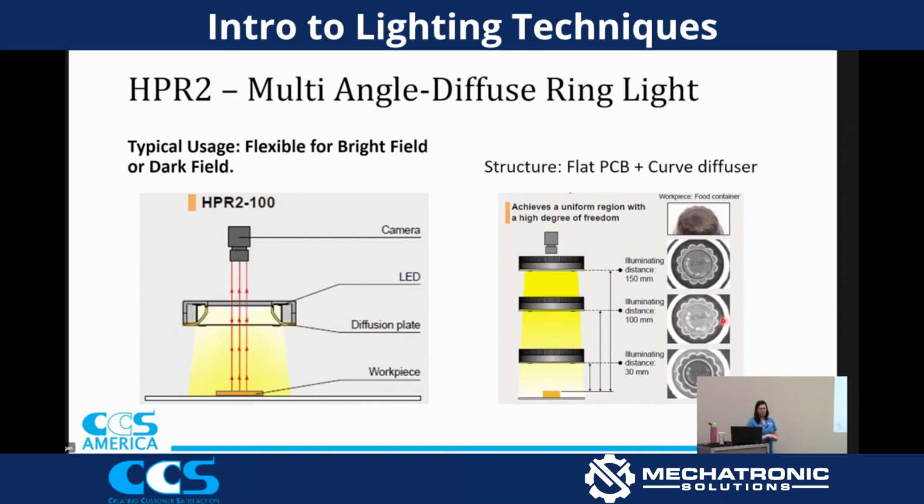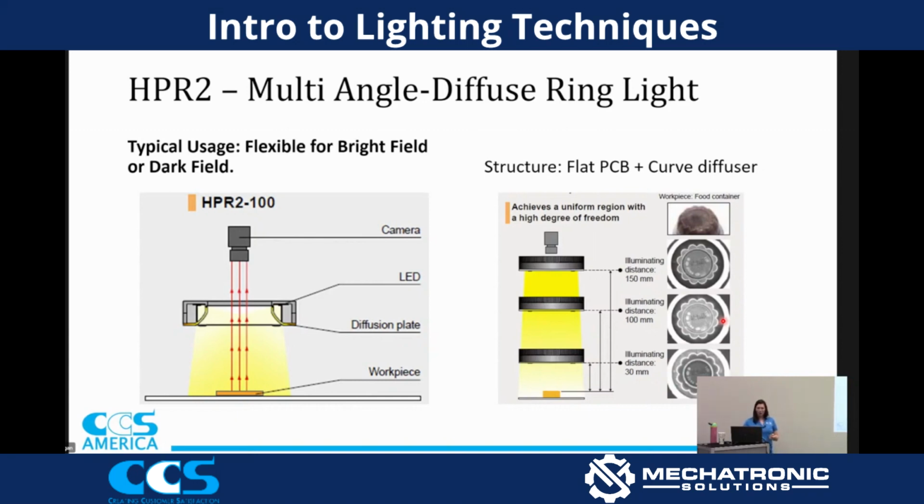The HPR2 is our multi-angle diffuse ring light. This is probably the bread and butter of a machine vision light, I would almost say. This light's great because it has a lot of flexibility, being multi-angle. It's got a diffusion plate that guides the light down based on the working distance. So if you have it really close to the sample, it acts like a low angle light, but as you bring it further away, it acts more like an LDR2, a bright field type of illumination.